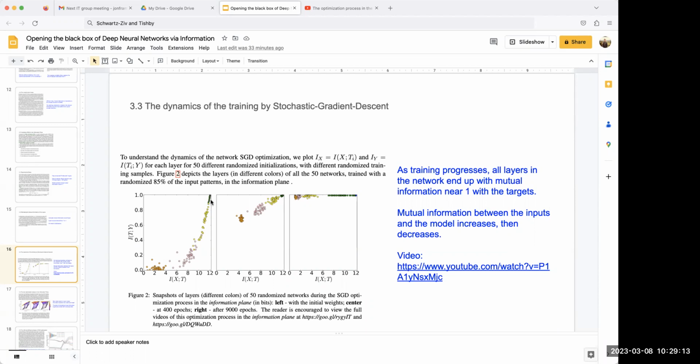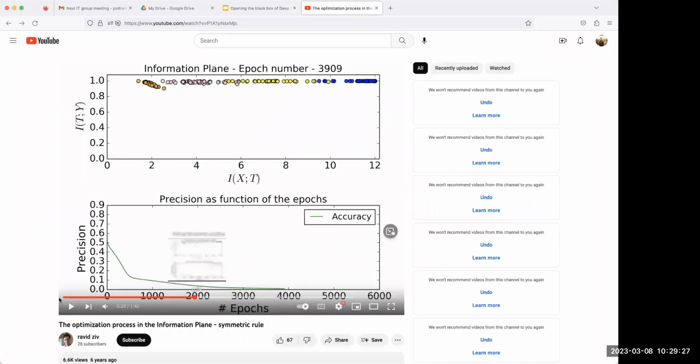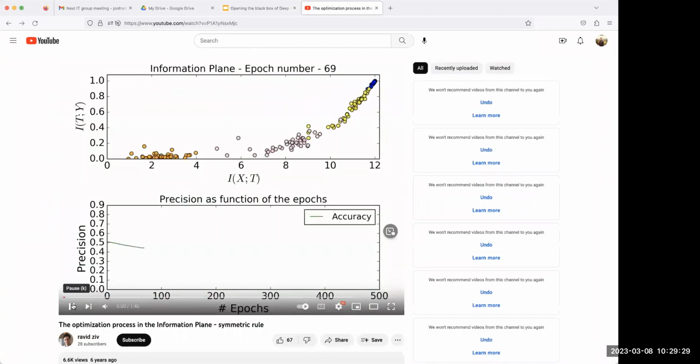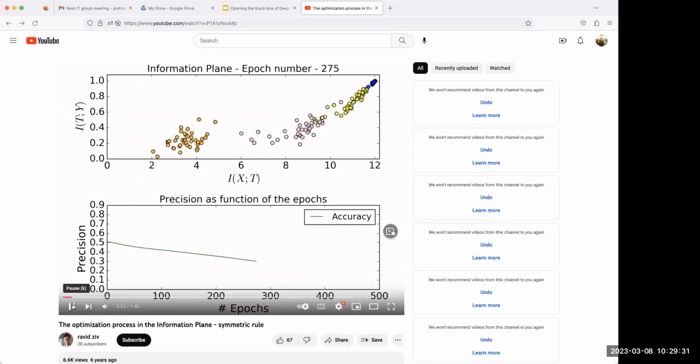Yeah, I'm looking at the paper right now. I don't see anything that indicates how they're color coded. So that's an interesting point. They include a video of this. This might help us understand actually.